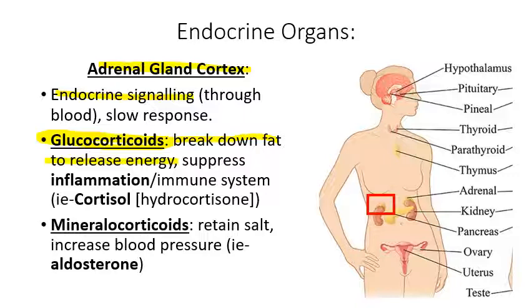The body says, well, you're in some kind of a constant stressful situation. You're probably having to work hard, or you're worried about things, and so you need more energy. So you're breaking down the adipose tissue to release extra energy. But they also have a different effect, which is to suppress the immune system.